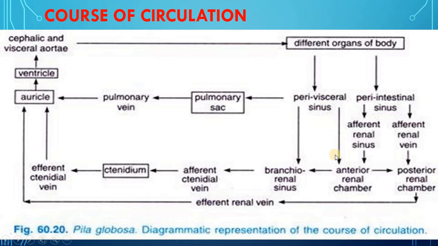The perivisceral sinus follows two pathways, either through the anterior renal chamber or through the branchiorenal sinus reaching the ctenidium, and by the efferent ctenidial vein to the auricle. The periintestinal sinus again follows two pathways, either by the afferent renal vein to the anterior renal chamber, finally reaching the ctenidium and then the auricle, or by the posterior renal chamber, then through the efferent renal vein to the auricle. So here the oxygenated and deoxygenated blood mixes, and then it is passed to the ventricle and then to the cephalic and the visceral aorta.